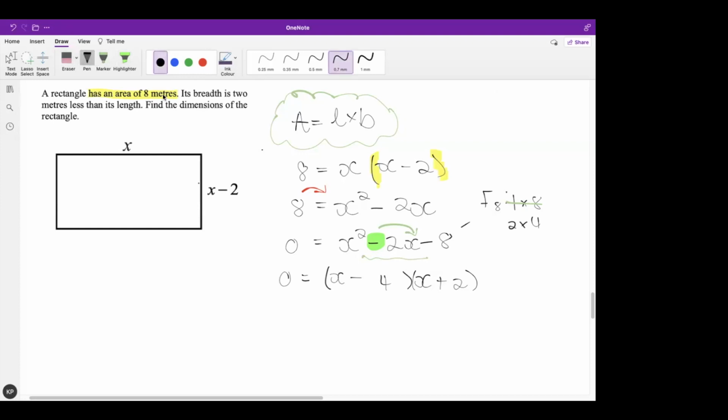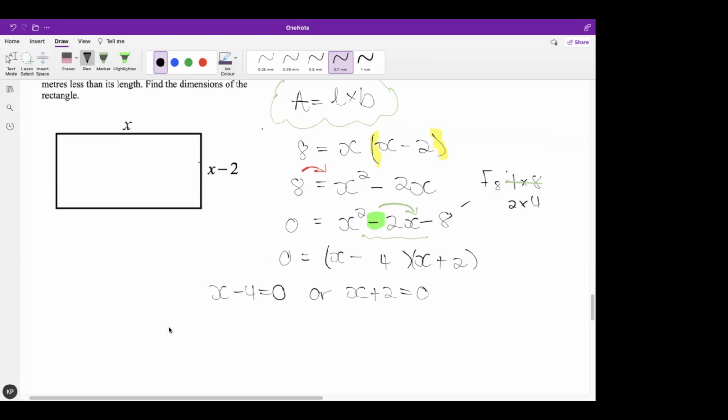What happens when we get here? Magic word that starts with S. What happens when we get here? We have 2 brackets equals 0. We split. Thank you, Spamandla. So then x minus 4 is equal to 0, or x plus 2 is equal to 0. What is my solution for the first one? X is equal to 4, or x is equal to negative 2. Are we done answering this question?